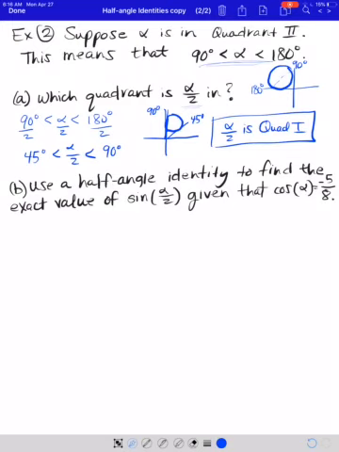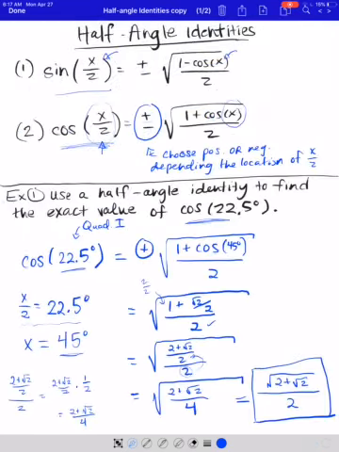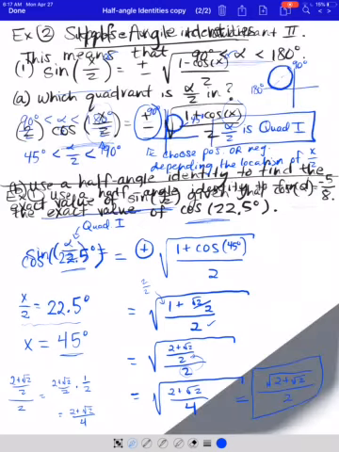And now we're going to use this to help us with part B, which says to use a half-angle identity to find the exact value of sine of alpha over 2. And what we're given is that cosine of alpha is equal to -5/8. All right, so since we're trying to find the exact value of sine of alpha over 2, let's start by just using this identity. So what does that identity say again? Sine of alpha over 2 is plus or minus the square root of 1 minus cosine x divided by 2.